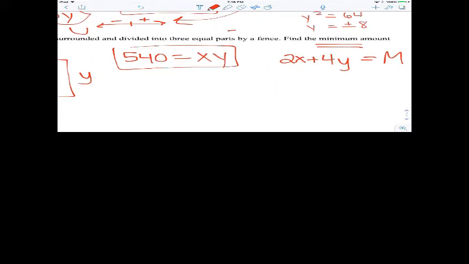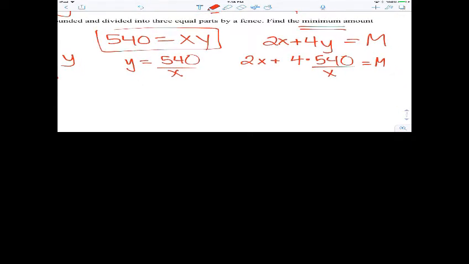I'm going to solve for, maybe we'll solve for y this time. So y equals 540 over x. So I would get 2x plus 4 times 540 over x equals m. And again, simplify, so m equals 2x plus 540 times 4, which would be 2160, x to the negative first.